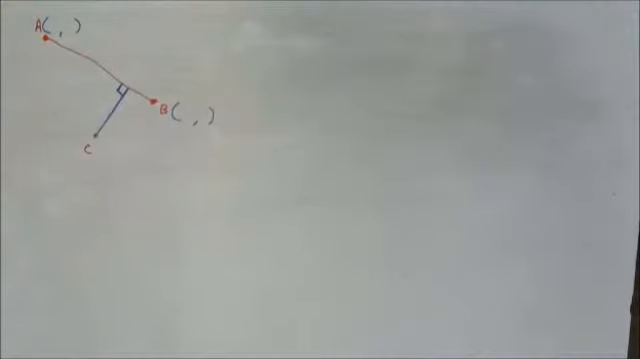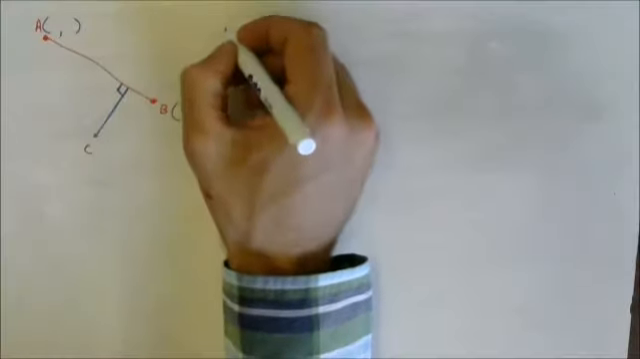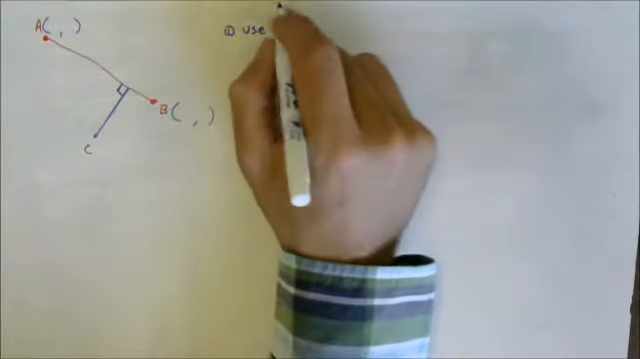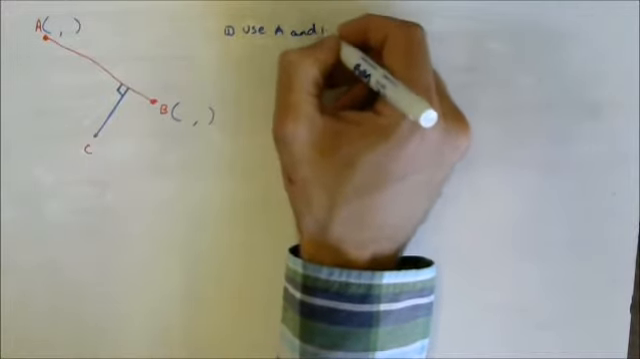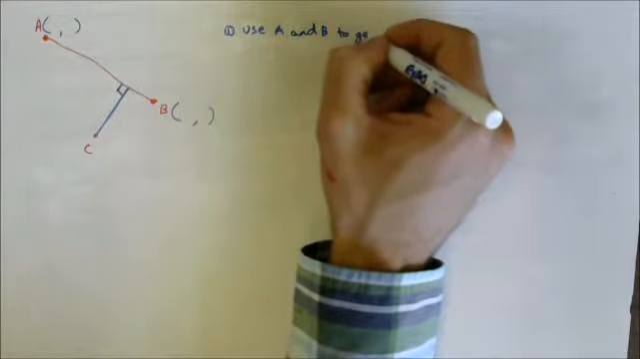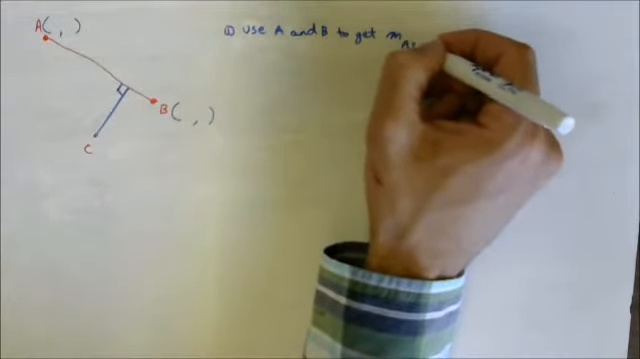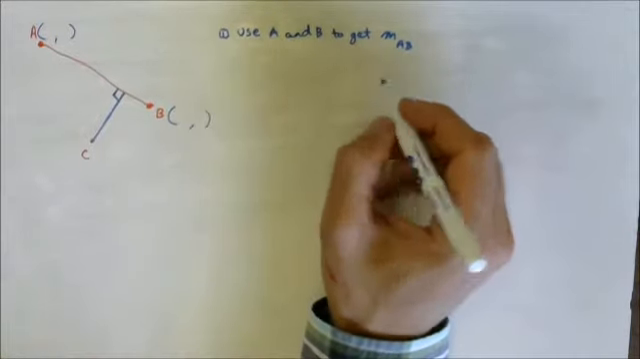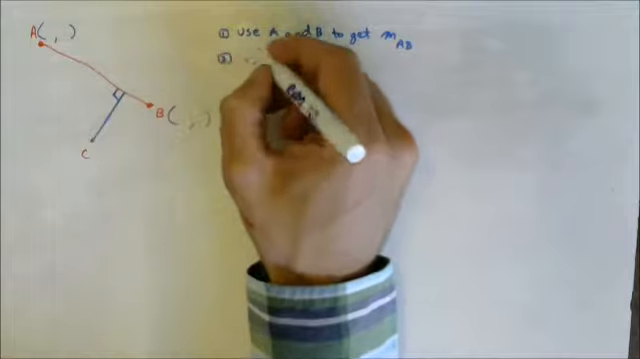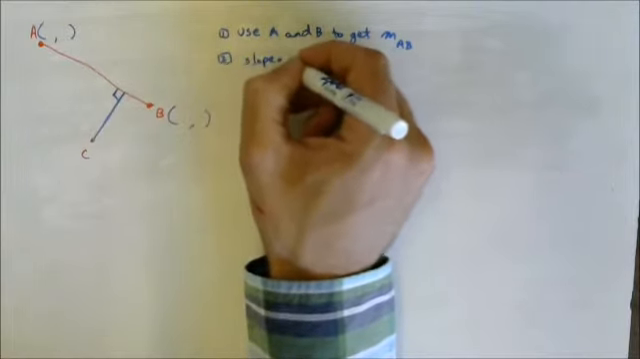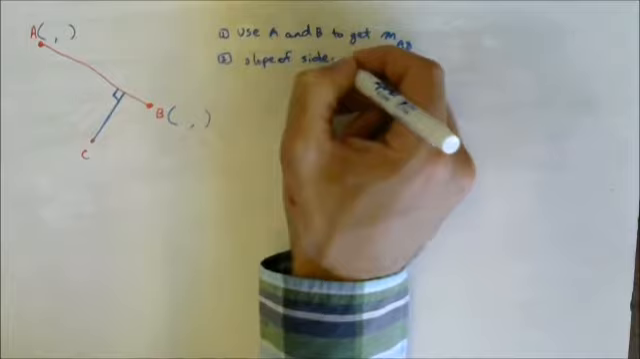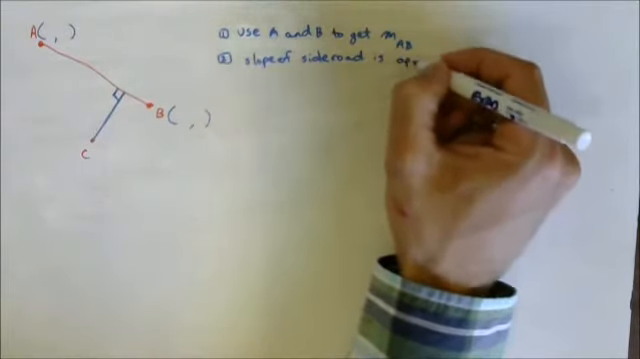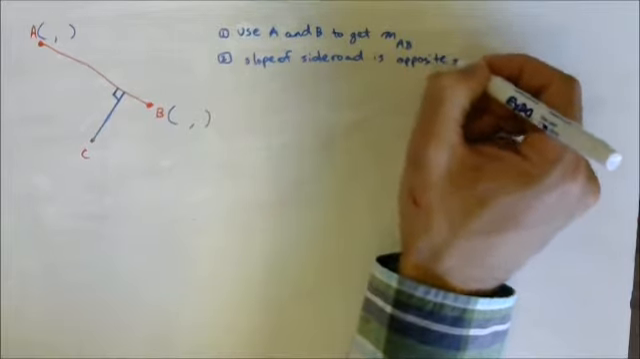So let's think this through. Step 1, use A and B, those points, to get M subscript AB. That means the slope of AB. Then, slope of side road is opposite reciprocal.